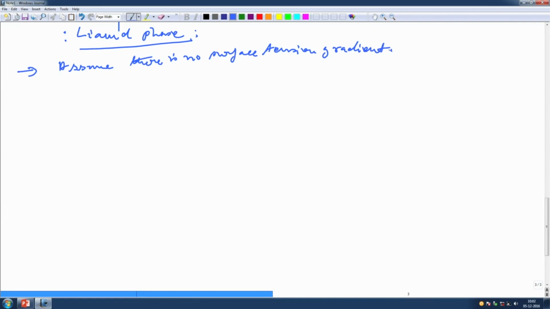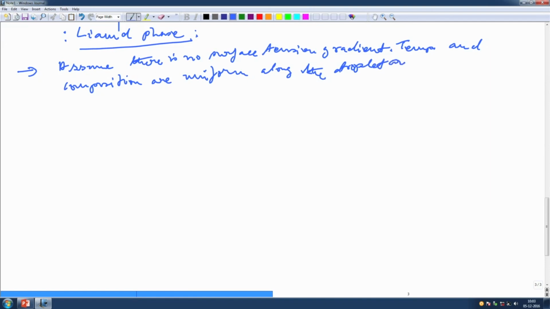Now, that is a valid assumption if there is no temperature or composition variation across the surface, which is what we have assumed in the first place. Okay. So, temperature and composition are uniform along the droplet surface. Is it a good assumption? We will see.